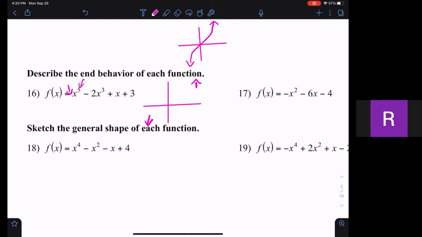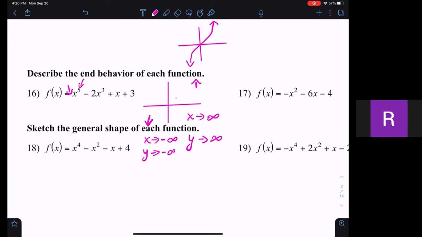So as x approaches infinity, the end behavior, right? As x approaches infinity, y approaches infinity. As x approaches negative infinity, y approaches negative infinity. Okay? So you can think about it like that.